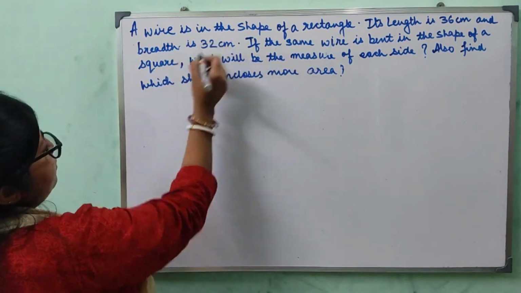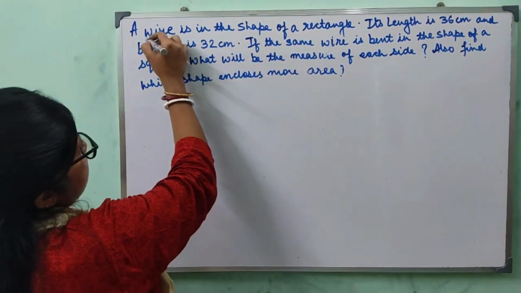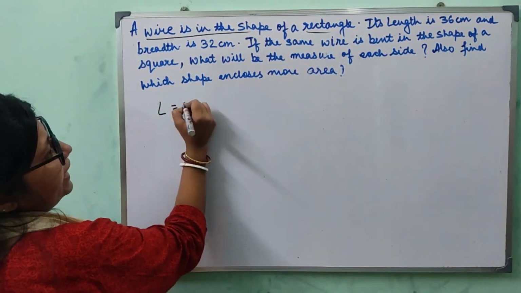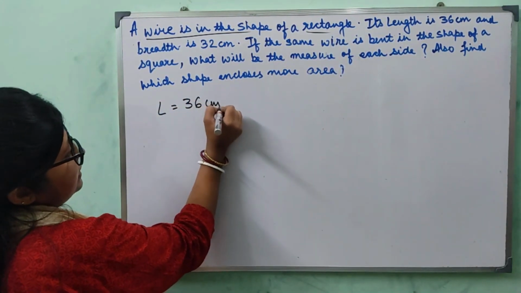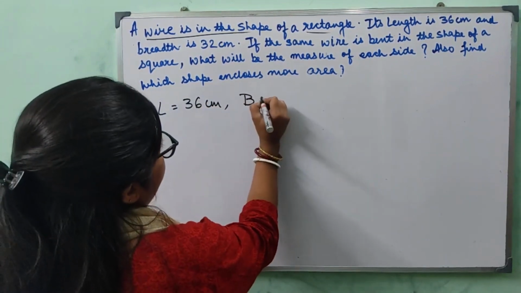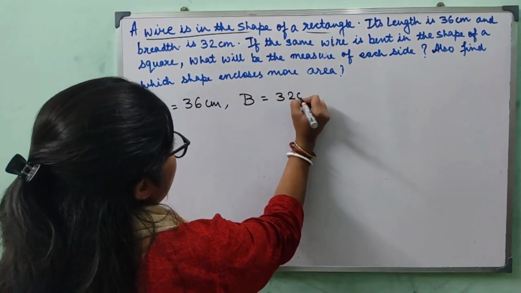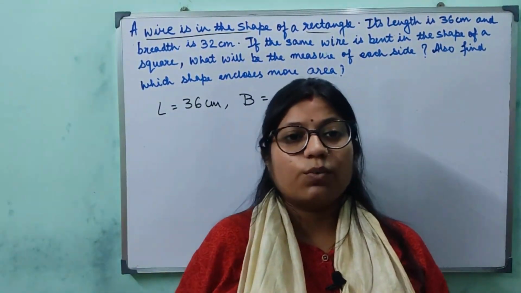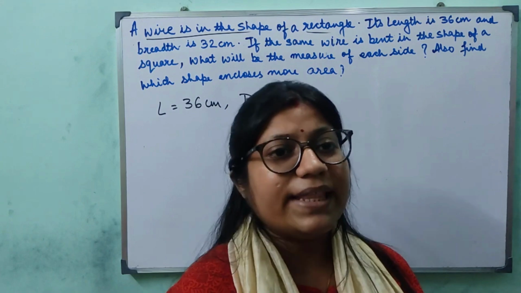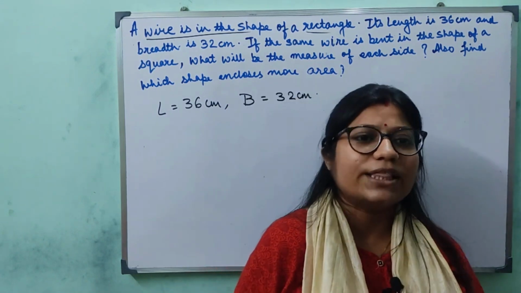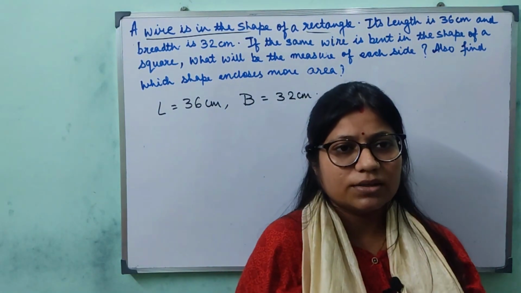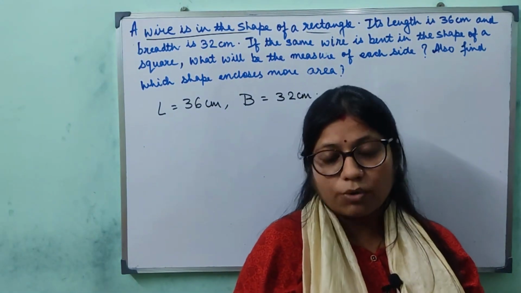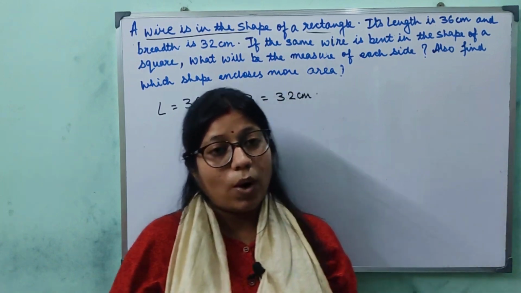So from the first part, what I can see is the wire is in the shape of a rectangle. The length of the rectangle is 36 centimeter. The breadth of the rectangle is 32 centimeter. Now what is the length of the wire? If I find the perimeter, that will be the length of the wire. That is the boundary. What is the boundary? The outer length. And what was the boundary made up of? It was made up of the wire.